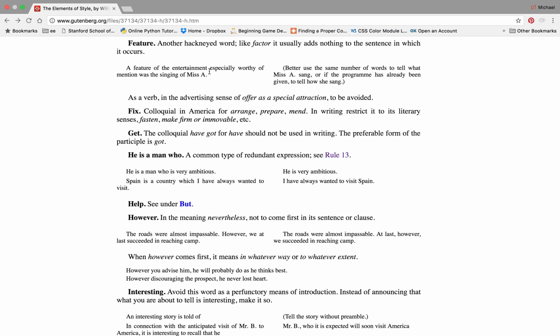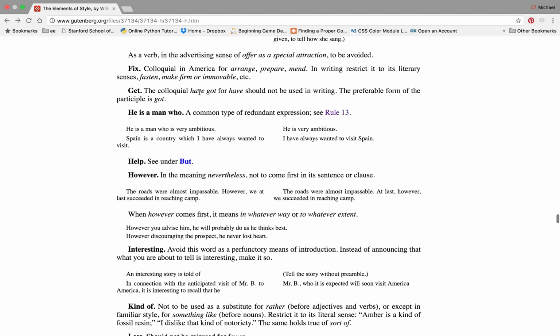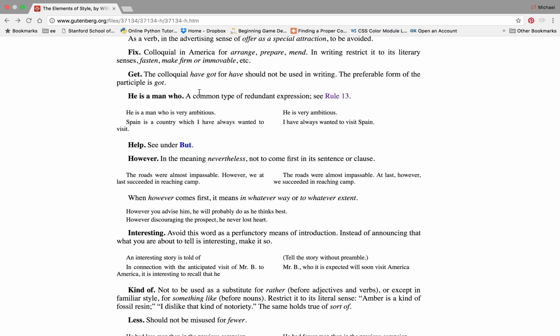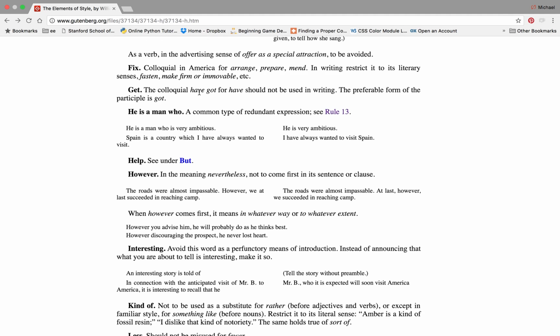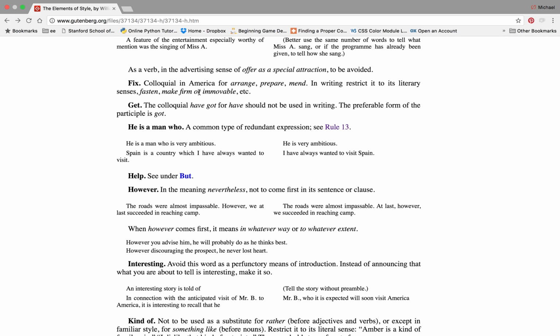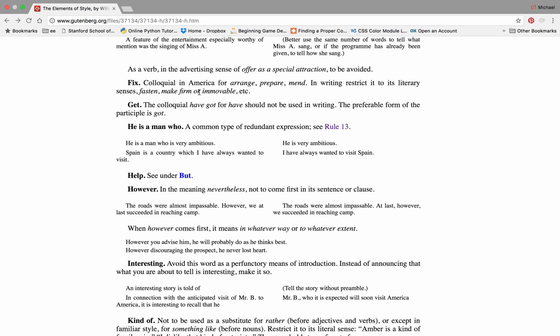Feature, another hackneyed word: "A feature of the entertainment especially worthy of mention was the singing of Miss A." You'd better use the same number of words to tell what Miss A sang, with the records already given, to tell how she sang, etc. So it usually adds nothing to the sentence in which it occurs. It's kind of like the word thing: factor, feature. I think they're much better than the word thing, but Strunk is saying they're just way overused in these academic settings, so perhaps look to go around them. I don't know if many teachers would count those as the worst crimes of writing, but it's interesting to see what this classic text says about poor writing and improved writing.